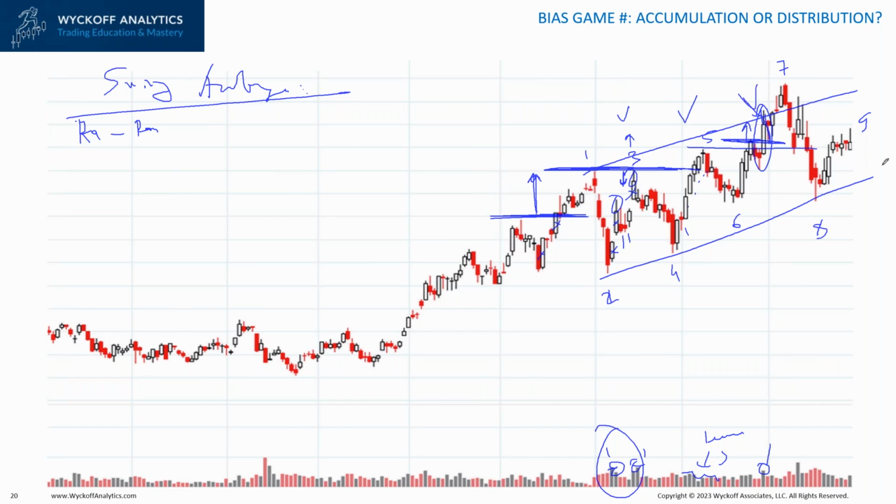Okay. And then the next one, let's compare 7 and 9. 7's very aggressive. Yeah, so 9 is weaker. Oh, I see what you're saying. I was already looking at the next downtrend. Yeah, we're comparing 7 to 9, and we're seeing that 7 was more aggressive and 9 is weaker.